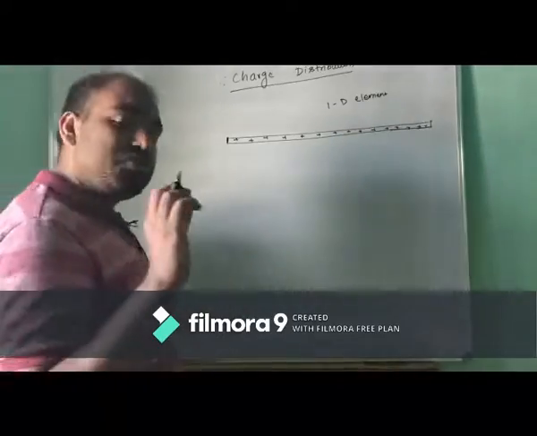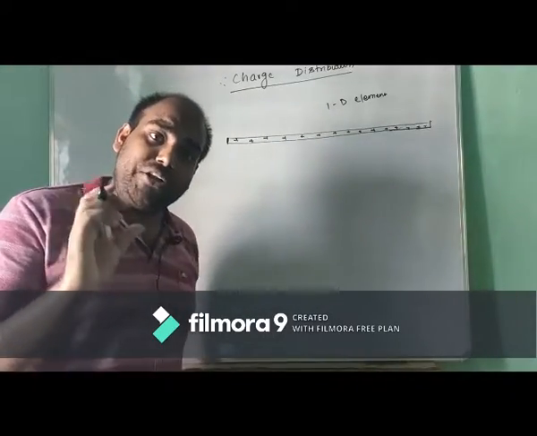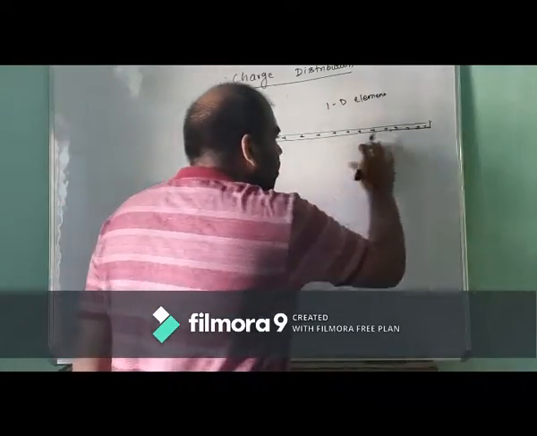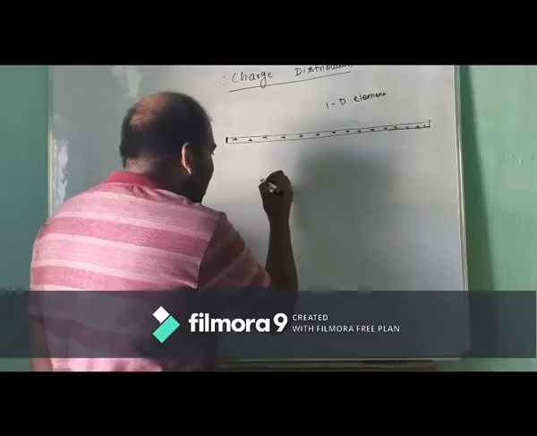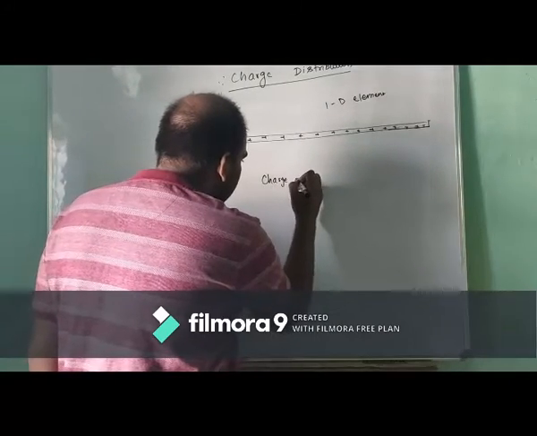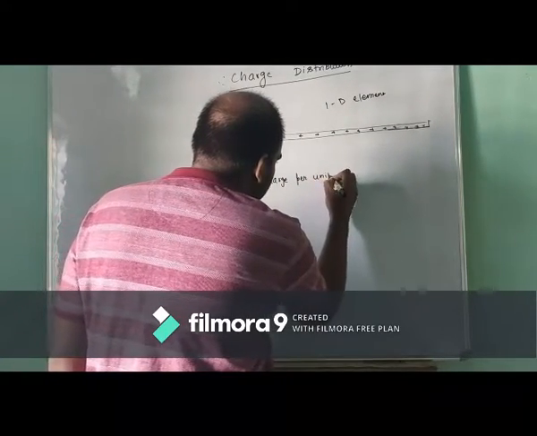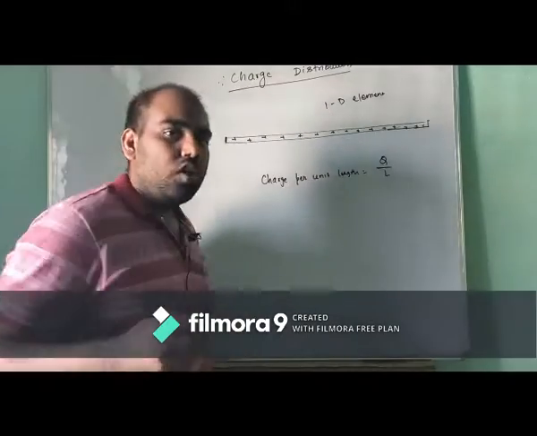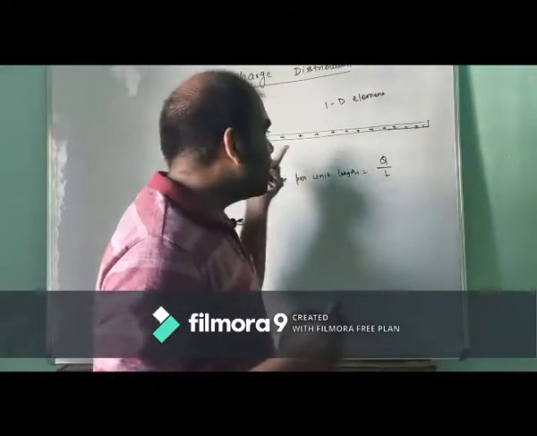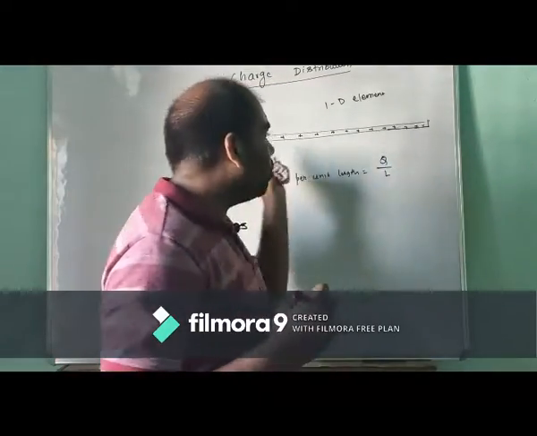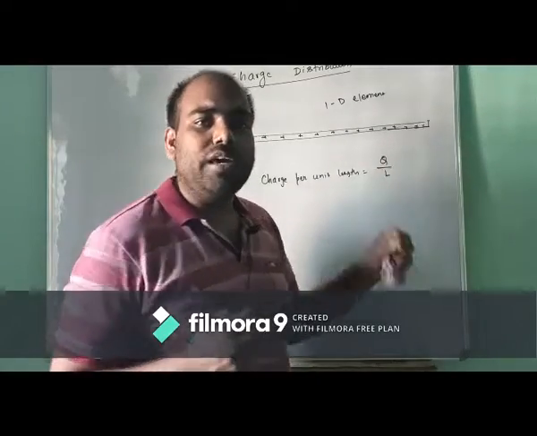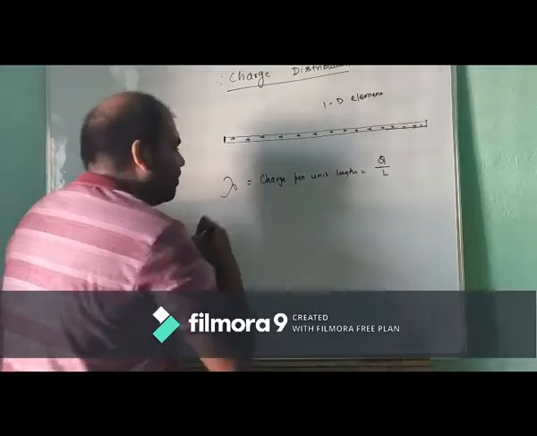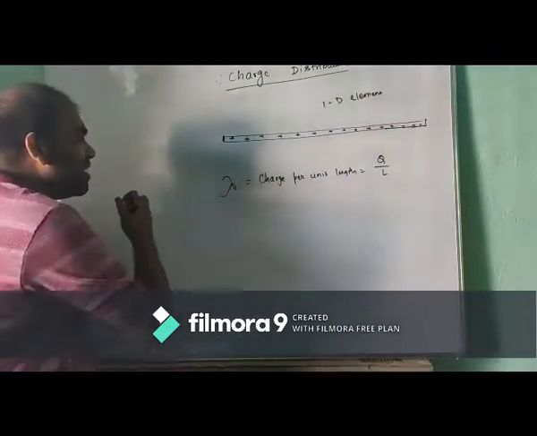Now if I were to say what is the charge per unit length, I will say if the charge is uniformly distributed over the whole rod, then the charge per unit length is Q by L. We can write Q by L when the distribution of the charge is uniform throughout the rod. This term, the charge per unit length, is termed as lambda. We will say it is the linear charge density.